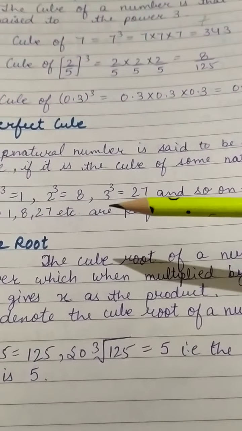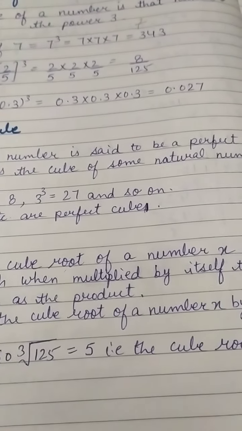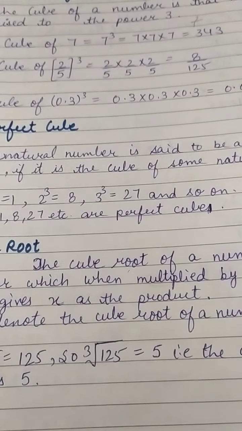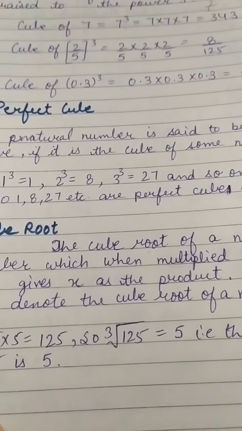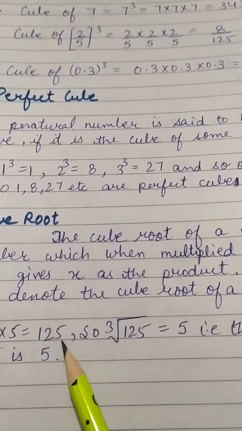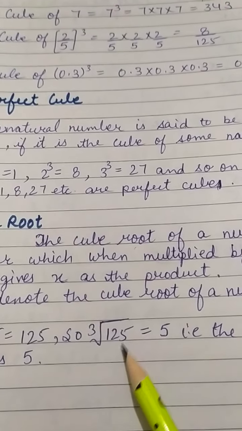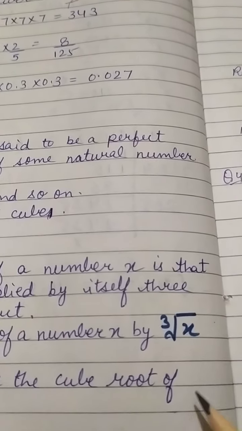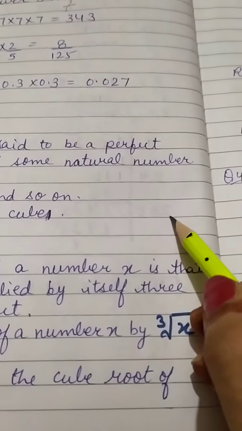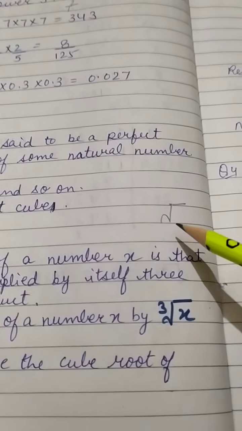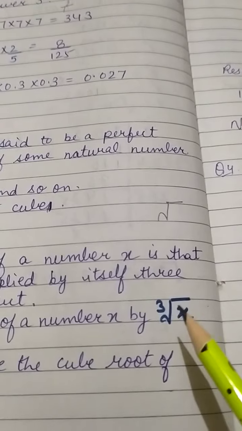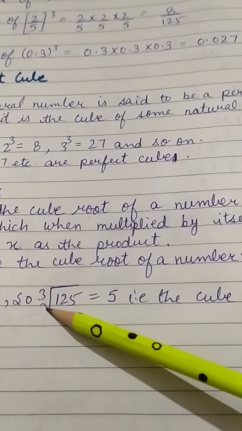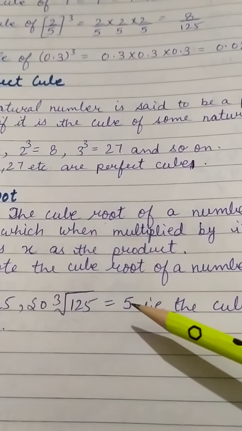Now let us come to cube root. The cube root of a number x is the number which when multiplied by itself 3 times gives x as the product. If we have the number 5, what is its cube? 125. And if we have to find out the cube root of 125, it will be 5. Children, the sign of cube root is this. In square root we have only this, this is the sign of square root. But if we have to find out the cube root, we have to write 3 here. So the cube root of 125 will be 5.